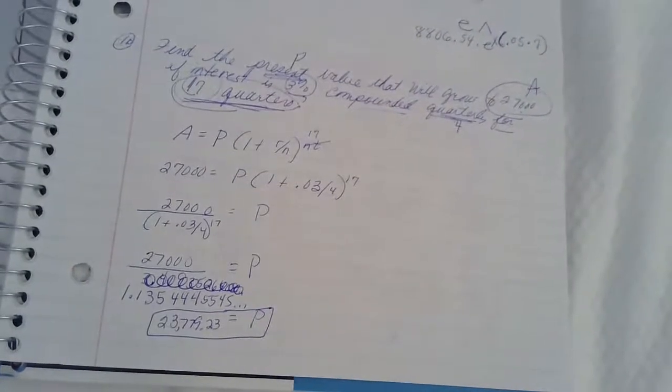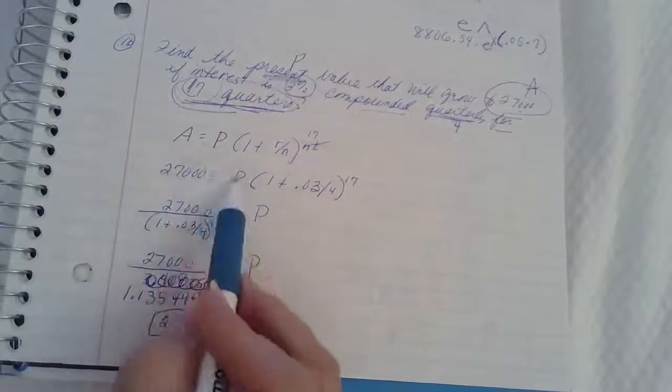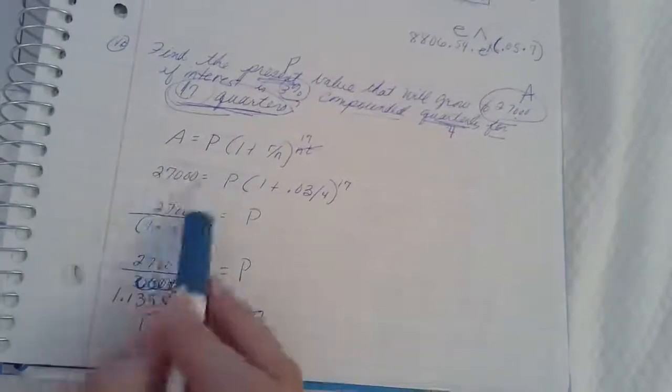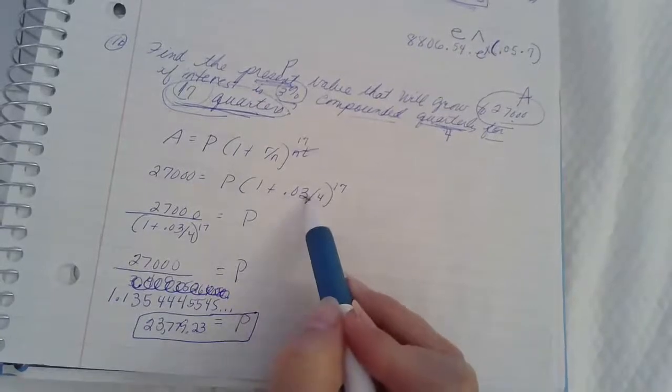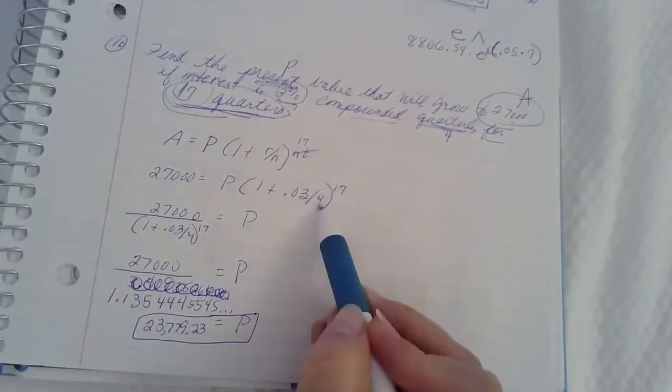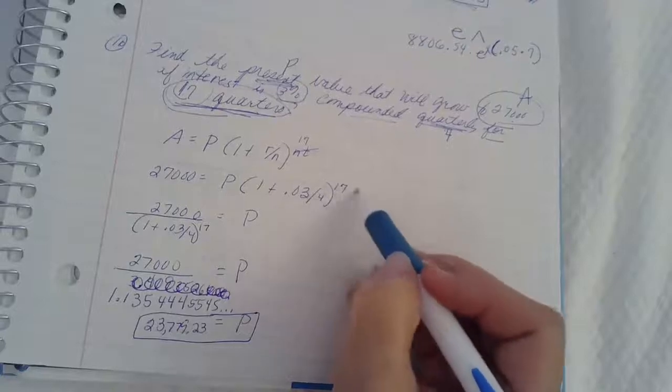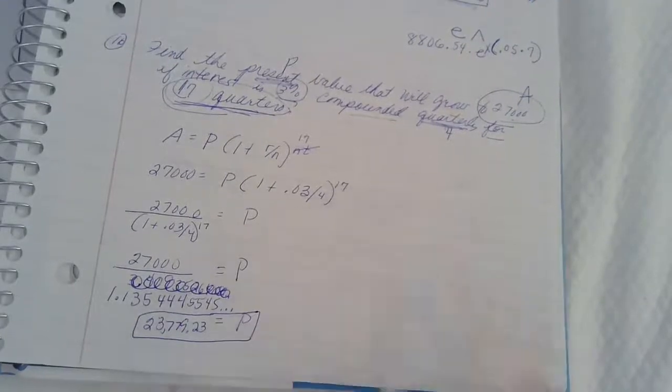So here are the inputs. You're looking for P, so P I do not know. The A value is given, 27,000. 1 is in the formula, 0.03 for the percent, divided by N, which is 4. And then, like I said earlier, they've already got the N times T in its form there. So we just need to solve this.